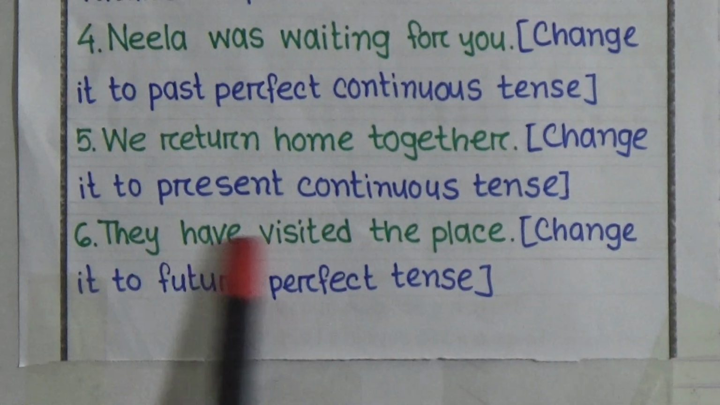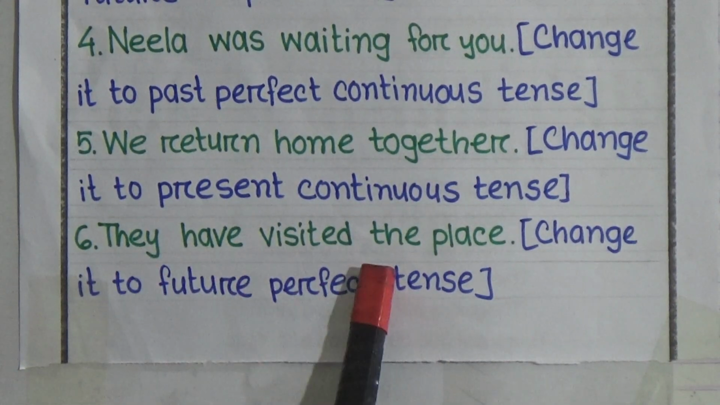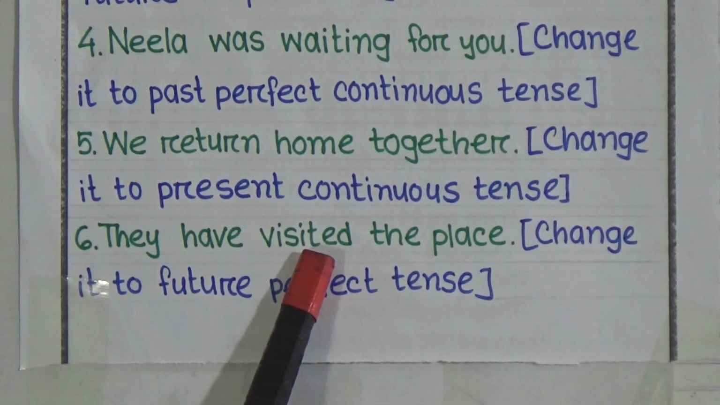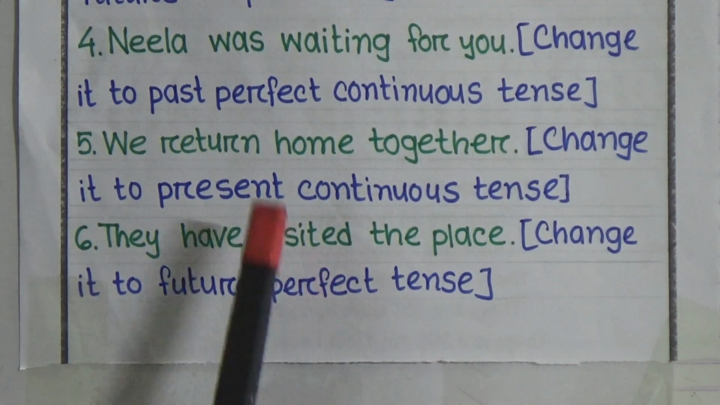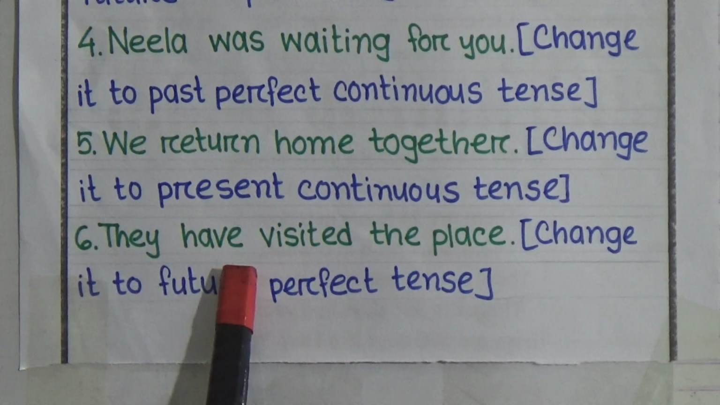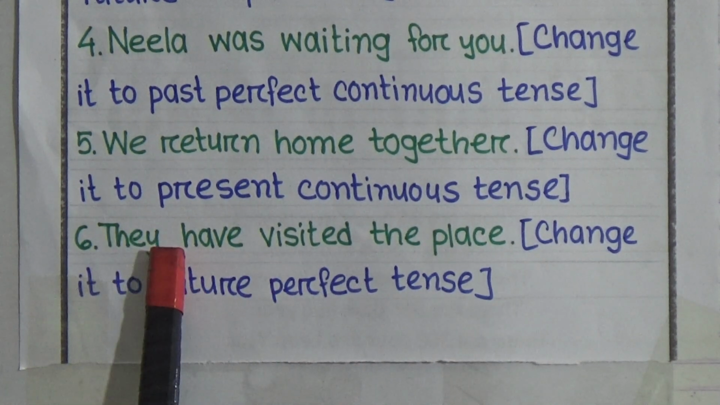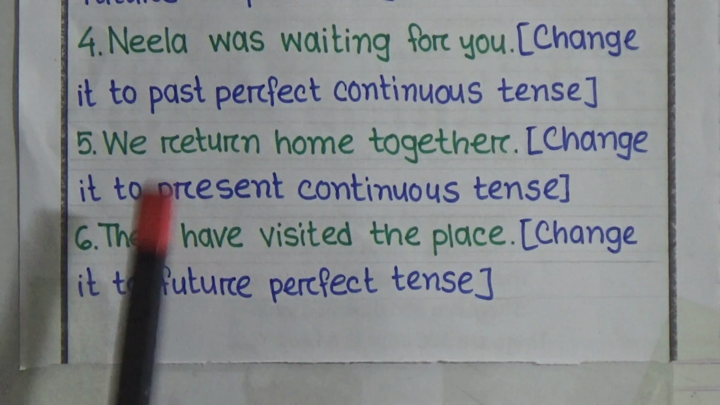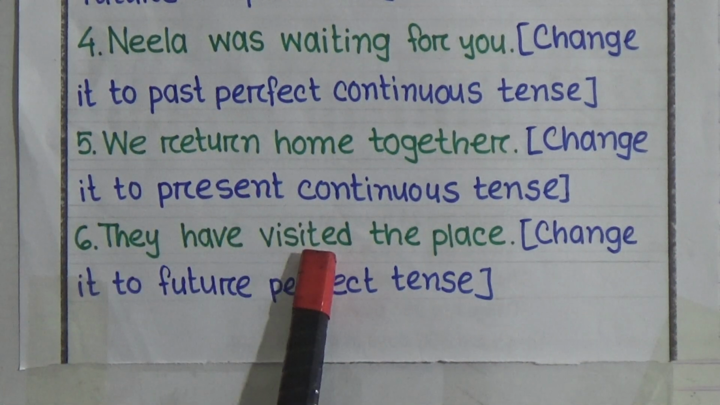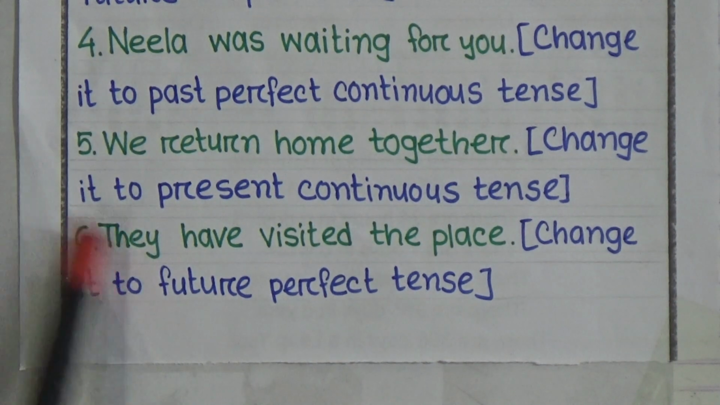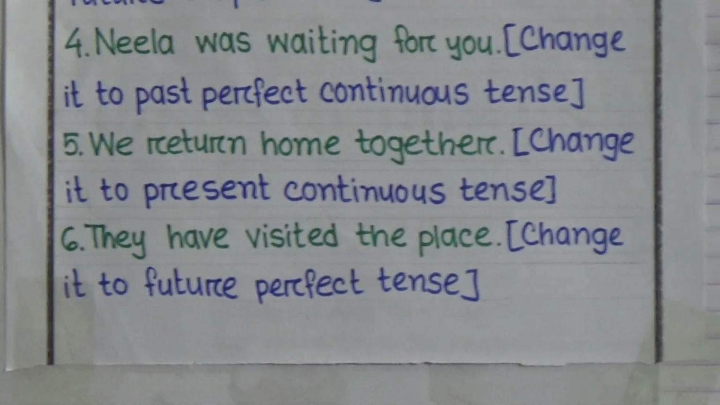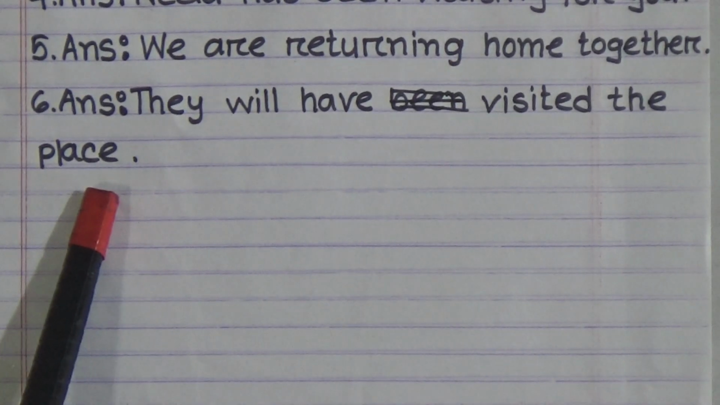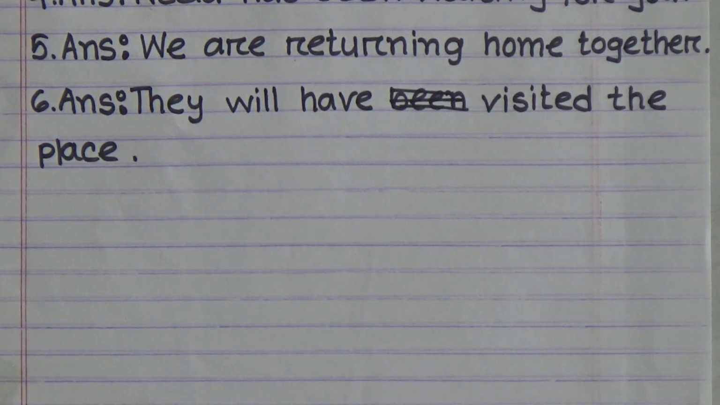And last number, they have visited the place. Here you can see have visited. Have visited indicates present perfect tense and you have to change it to future perfect tense. So it's very simple. You have to add shall, will, and you will use have and past participle form of the verb. So it will be they will have visited the place. So here you can see I have written they will have visited the place, as we have to change it to future perfect tense.